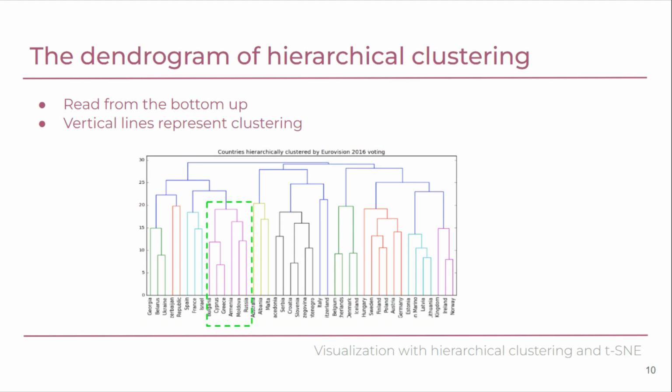The entire process of the hierarchical clustering is encoded in the dendrogram. At the bottom, each country is in a cluster of its own. The clustering then proceeds from the bottom up. Clusters are represented as vertical lines, and a joining of vertical lines indicates a merging of clusters.